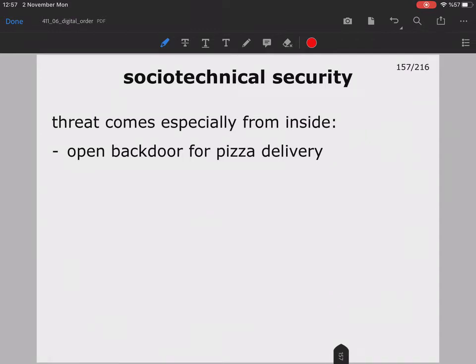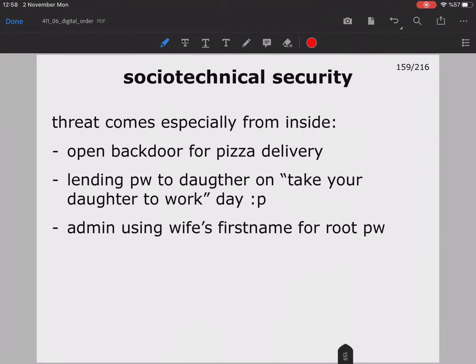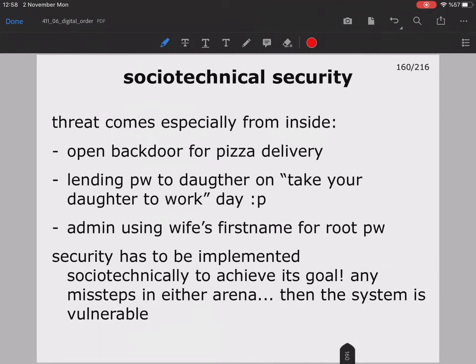Like there is an open backdoor for pizza delivery, for example. You have lots of layers of security physically, but you have a backdoor for incoming food delivery. Or lending your password to your daughter on a take your daughter to work day, for example. Your child is there and you give her your password for a while. It means that again your strong security has a breach. Or an administrator, for example, using his wife's first name for the root password, again another problem, or any other user.